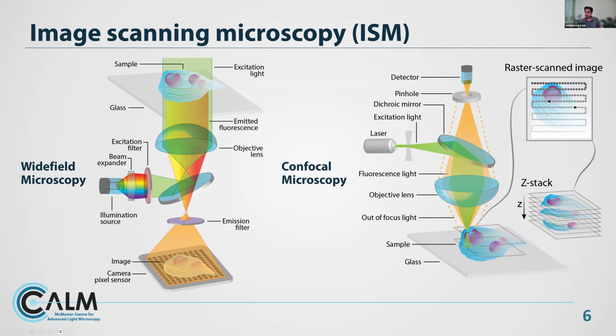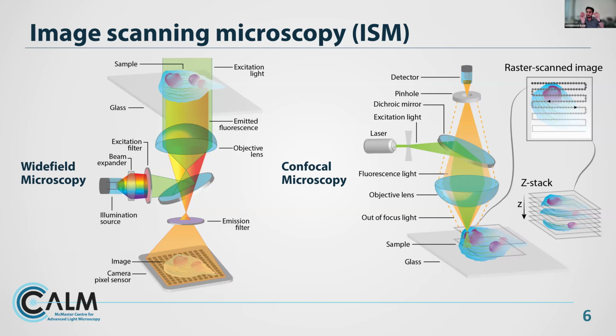And the detector is not going to be a camera. It's usually a photomultiplier tube. And we can think of that as just one big pixel. And so we're not looking at different parts of the sample. We're only looking at that one point that we excited. So then how do we generate an image? We take that point and we scan it along the line.